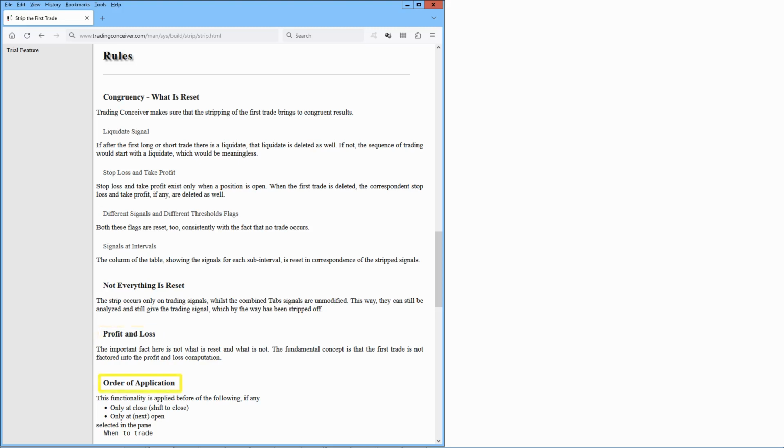This functionality is applied before the following, if any: only at close shift to close, only at next open, selected in the pane when to trade.